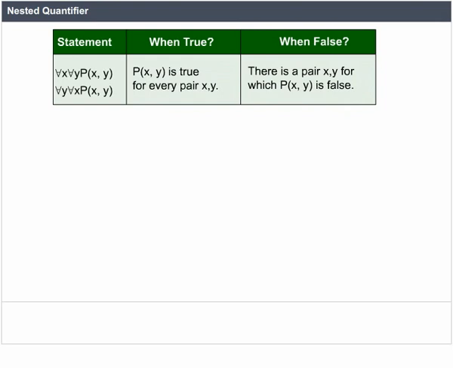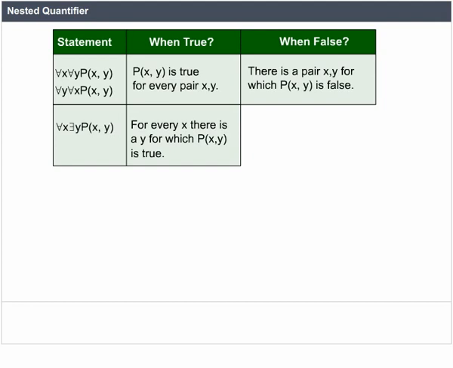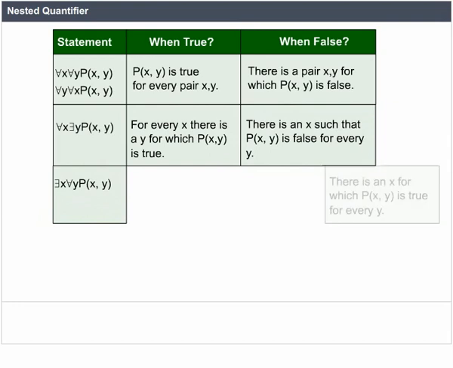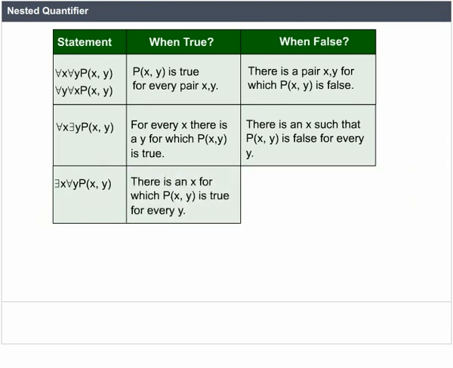Second row: for every x, there exists y, P of x comma y. It is true when for every x, there is a y for which P of x comma y is true. It is false when there is an x such that P of x comma y is false for every y. Third row: there exists x for every y, P of x comma y. It is true when there is an x for which P of x comma y is true for every y. It is false when for every x, there is a y for which P of x comma y is false.